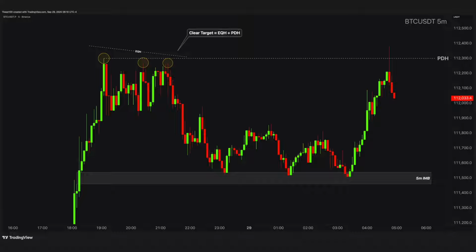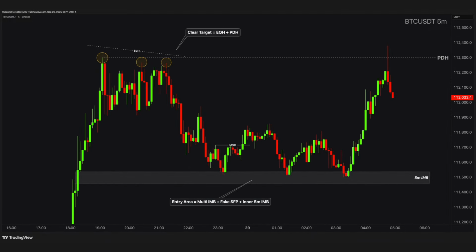Now, if you look down at the bottom, in the same area, full of imbalances and fake swing failure patterns, you will also notice this 5-minute inner imbalance. That imbalance is actually helping to support the price. Then you saw this inner structure break at the area with multiple imbalances. That is the moment when you enter this 2-hour setup.